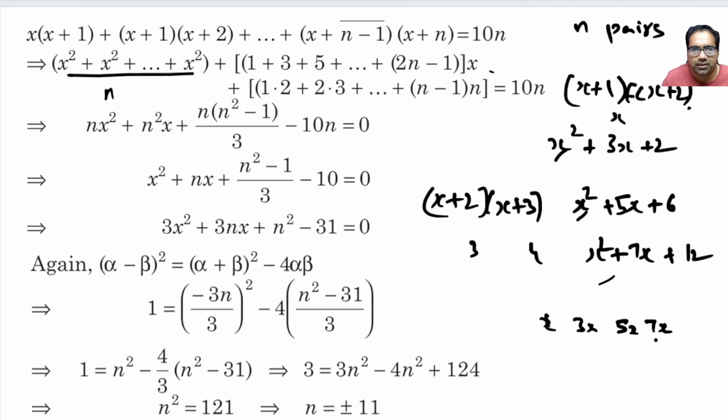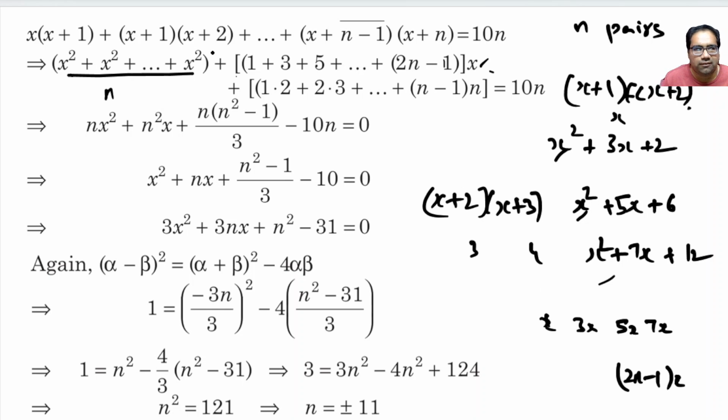What is the nth odd number? The fourth odd number is 7, right? It is 2n minus 1, so 2n minus 1 times x. So we'll get 1, 3, 5, 7, likewise n odd numbers. The nth odd number is 2n minus 1. The third odd number is what? 2 into 3 minus 1, which is 5. Similarly, the nth odd number is 2n minus 1. We are getting these many x's.